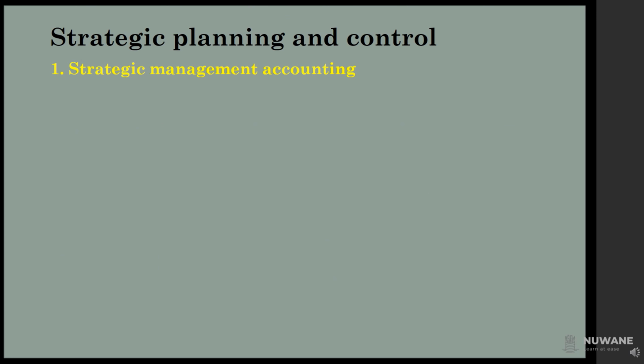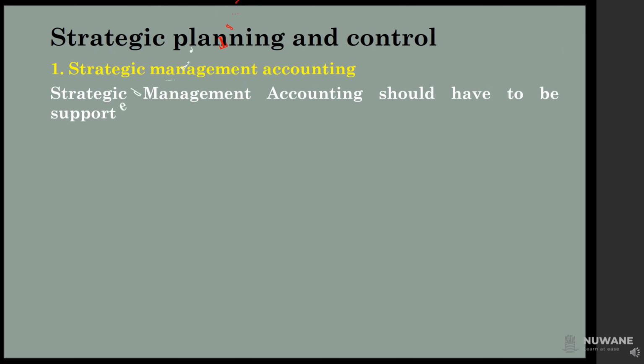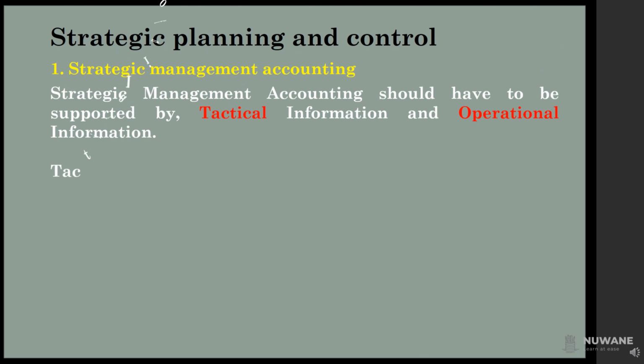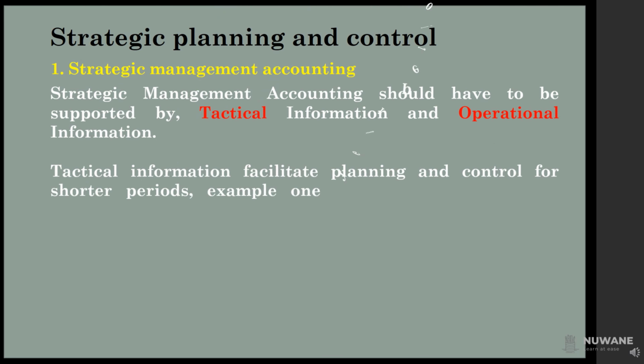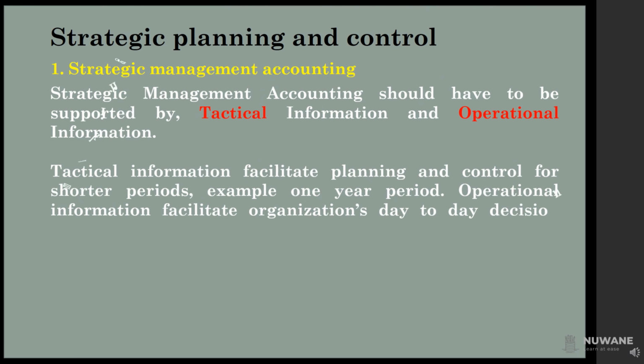Strategic management accounting has to be supported by tactical information and operational information. Tactical information facilitates planning and control for shorter periods, for example a 1-year period. Operational information facilitates the organization's day-to-day decision making.